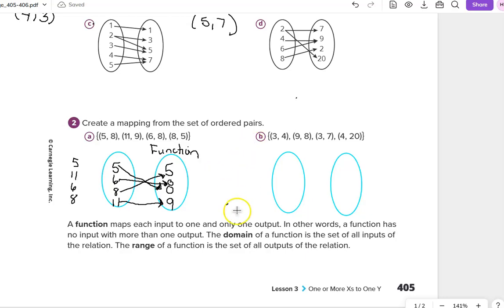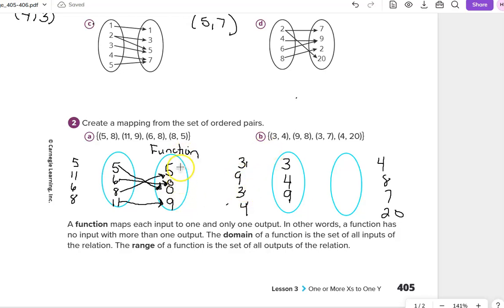Okay, so I'm going to do them on the outside so we can place them on the inside. So 3, 4, 9, 8, 3, 7, 4, 20, because I want to keep them in order. So 3, I have 2 3s. 4, and 9. See how I have 2 3s over here?